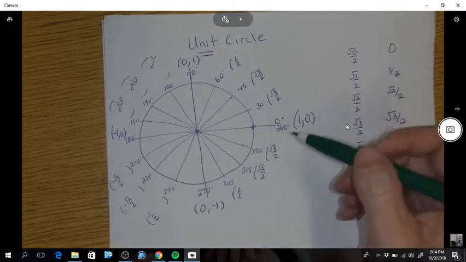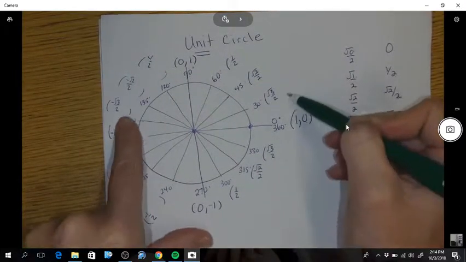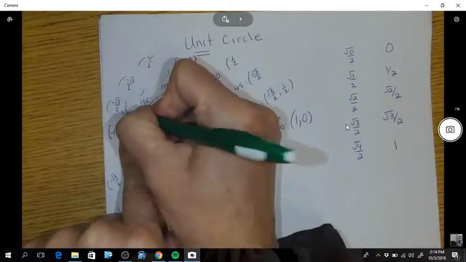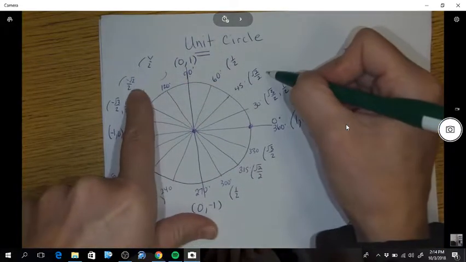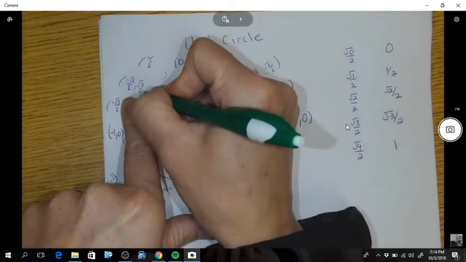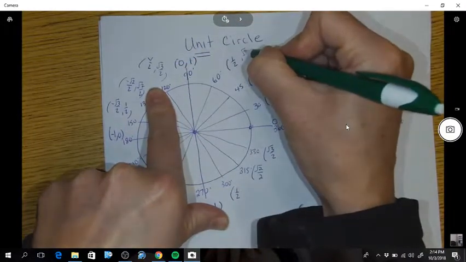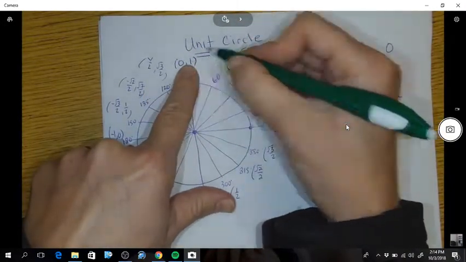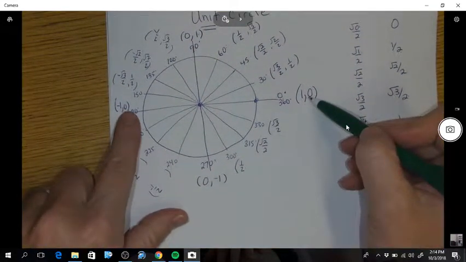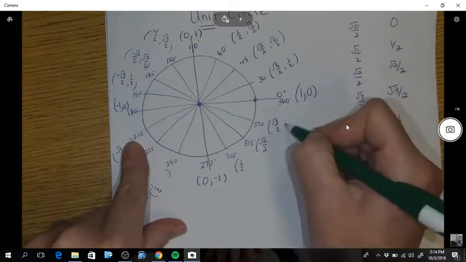Okay, now let's do the y coordinates. You ready? This is a height of 0. Let's move up 1 y coordinate. So that would be 1/2. The next y coordinate would be root 2 over 2. The next would be root 3 over 2. And then the highest would be 1. So I followed that. Okay, here we go. We're going to go down now. So this is a height of 0. So down 1. These both have a height of -1/2.